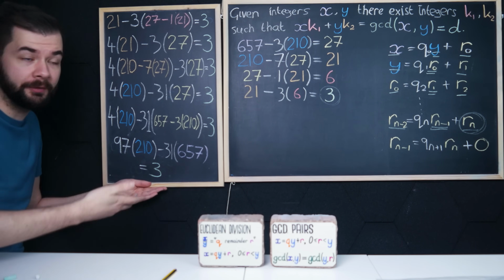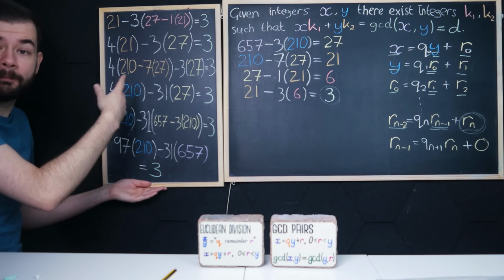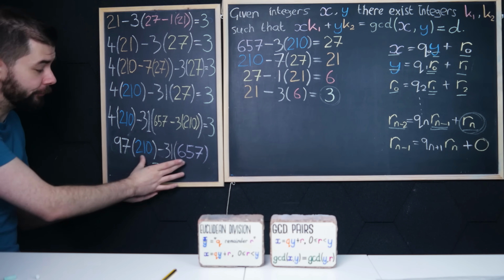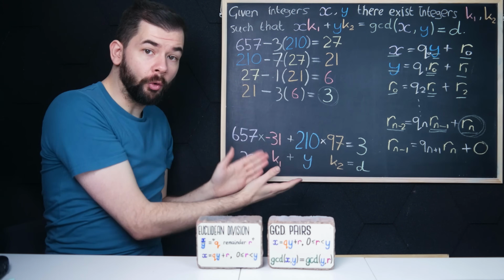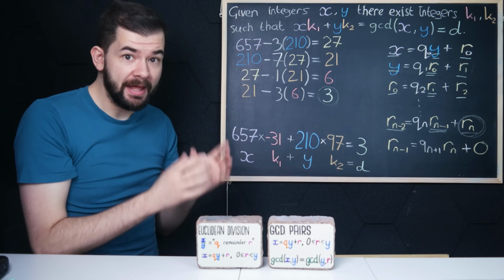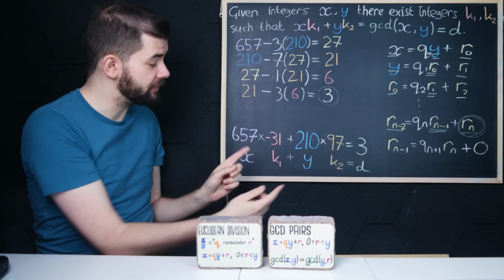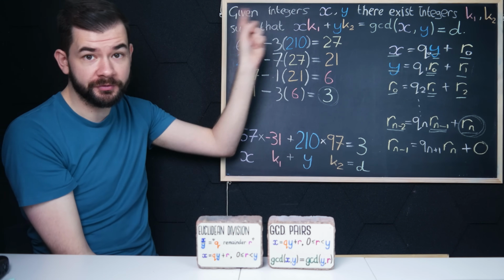We've essentially found the k1 and k2 such that k1 times one number plus k2 times the other is equal to the greatest common divisor of these two numbers. Because these steps can always be unraveled in this way, eliminating all the intermediate remainders, this algorithm can always be used to find these coefficients k1 and k2, and that proves the result up here.